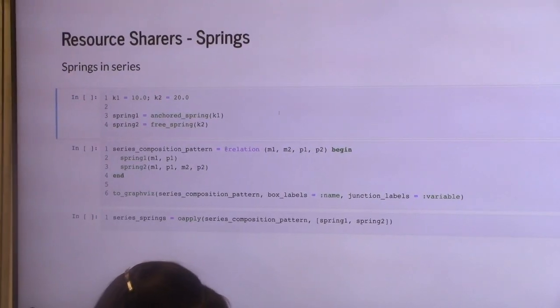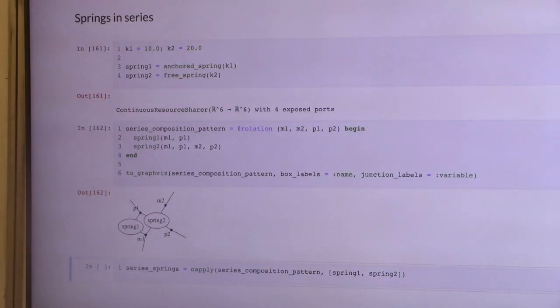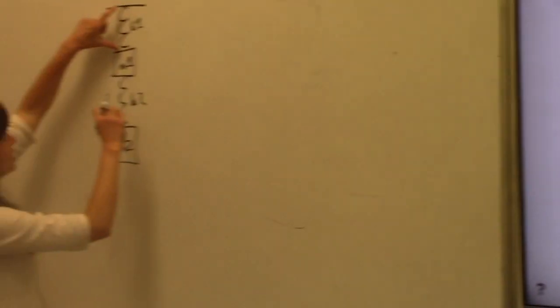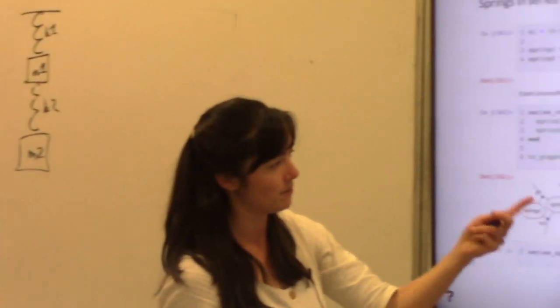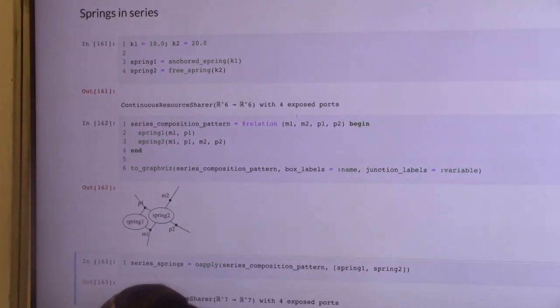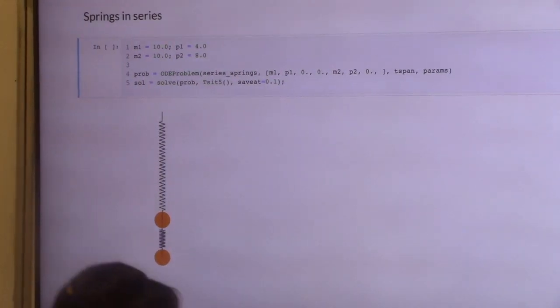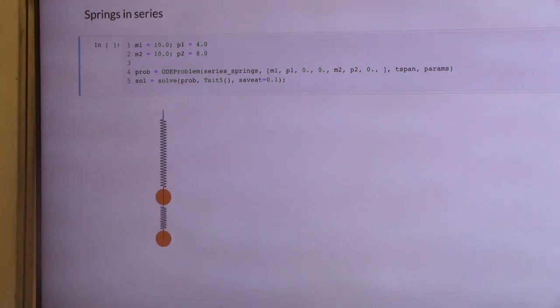OK, so let's create those springs. Again, for spring 2, I'm going to attach the first position of spring 2 to the position of spring 1. Same with their masses. And I'm going to leave the mass and the position of spring 2 on their own. Compose. And then solve and plot. And we get another very reasonable looking diagram.